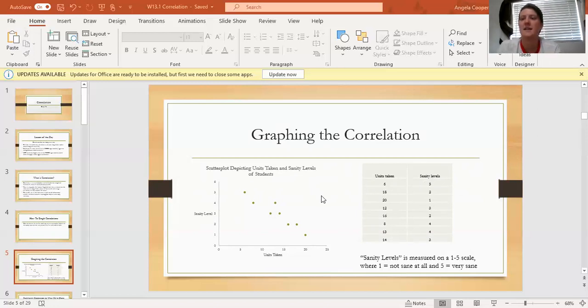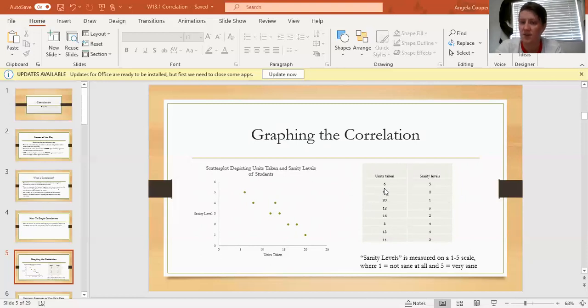And you can think of it as we provide people with a questionnaire of some sort, and we ask them, how many units are you taking currently? And they'll say, oh, I have 6. And then we provide them a second question of, on a scale of 1 to 5, how would you rate your sanity? Where 1 is not sane at all and 5 is very sane. And they say, oh, I'm very sane. That's a 5. Okay, cool. So then we graph that. For each individual row here, we're graphing that on a scatter plot.